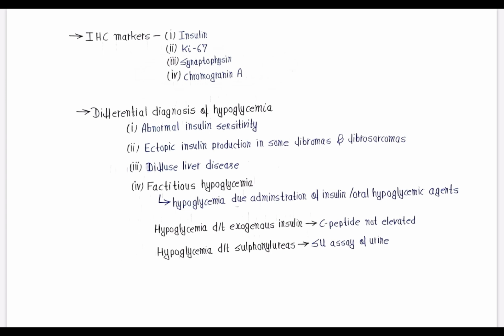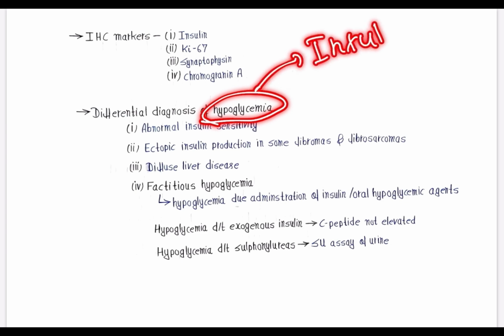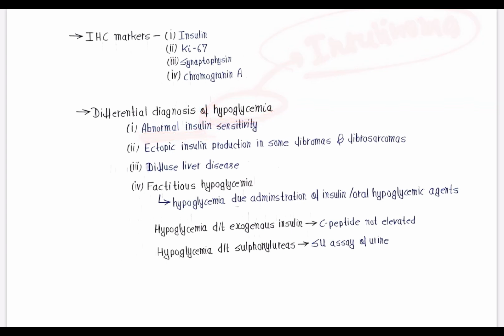Then coming to the differential diagnosis of hypoglycemia. If any patient is presenting to us with hypoglycemia, insulinoma can be one cause, and apart from that there can be many causes, which include abnormal insulin sensitivity. So if a person is showing an exaggerated response to insulin, there is a risk of hypoglycemia, right? If any fibroma or fibrosarcoma is there, which is responsible for ectopic insulin production, this high insulin will lead to hypoglycemia.